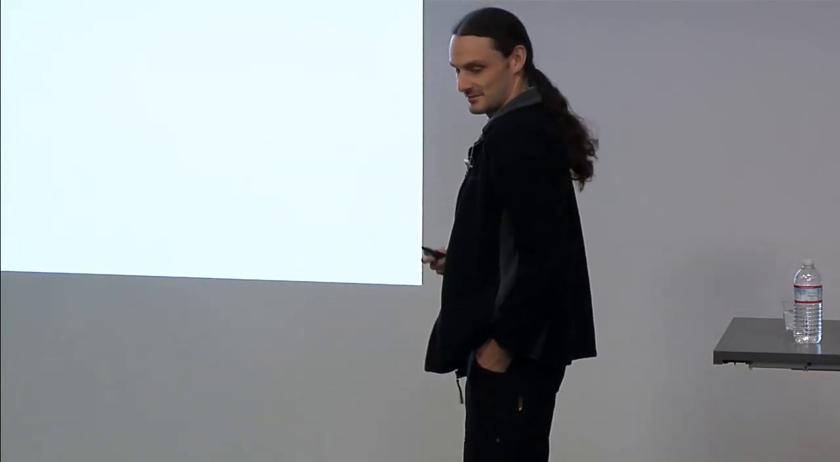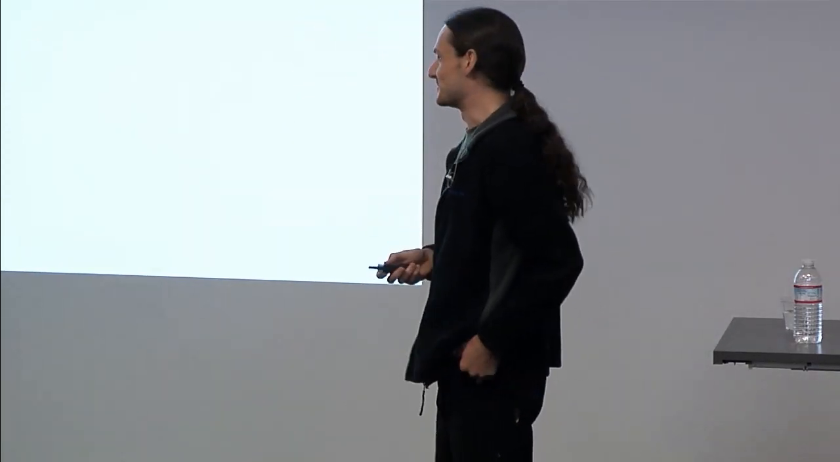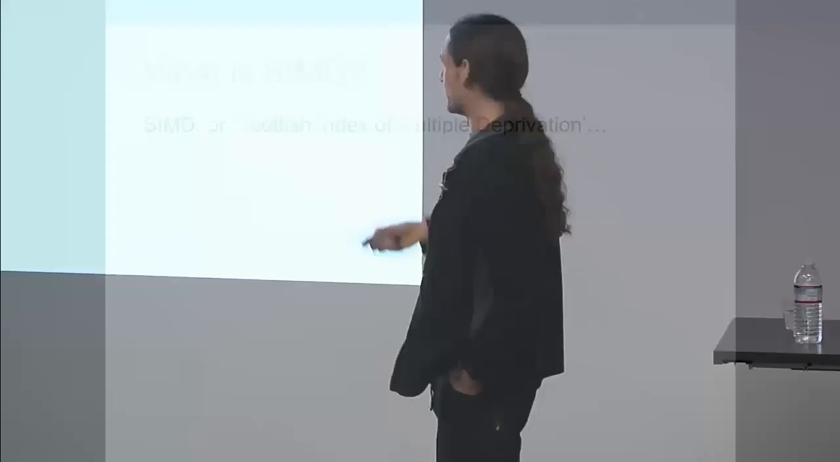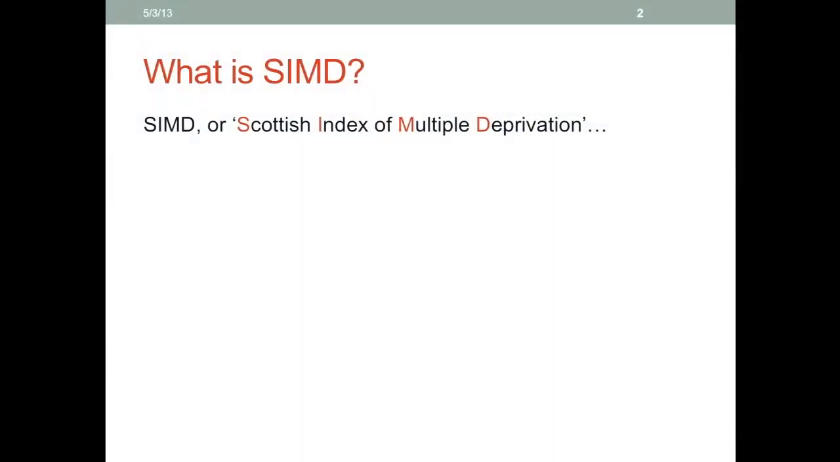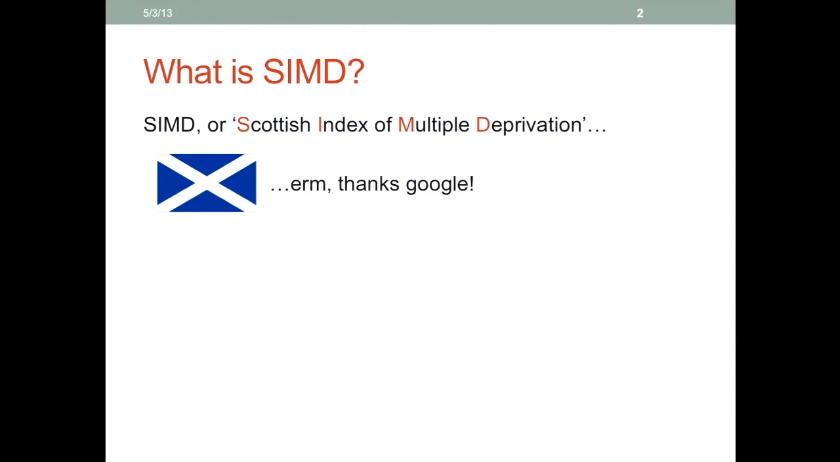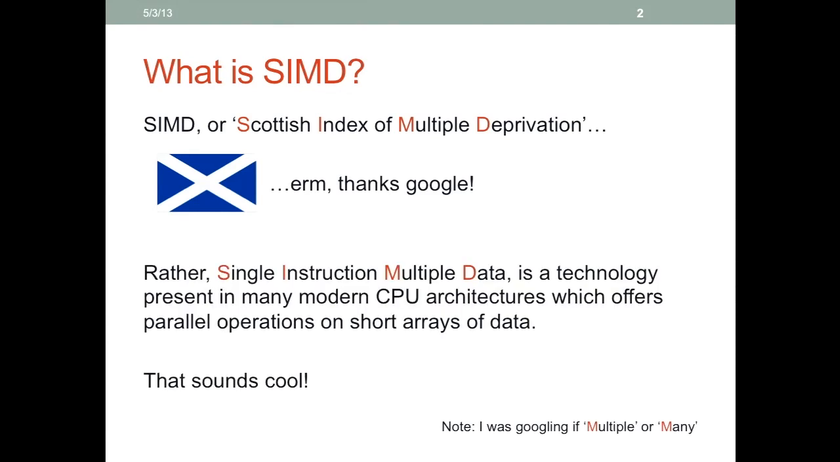So, for those that may not know, what is SIMD? Well, obviously, SIMD, or Scottish Index of Multiple Deprivation, according to Google. Perhaps rather single instruction, multiple data, is a technology present in many modern CPU architectures, which offers parallel operations on short arrays of data.